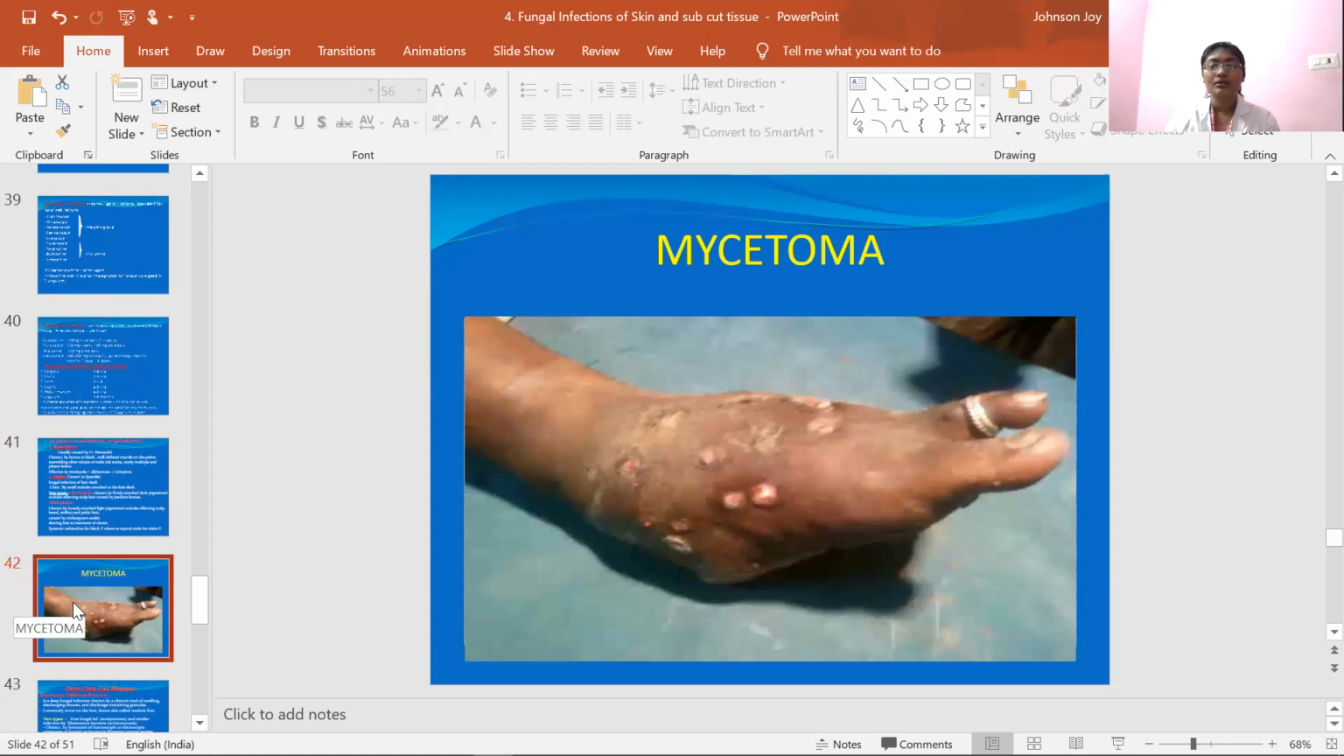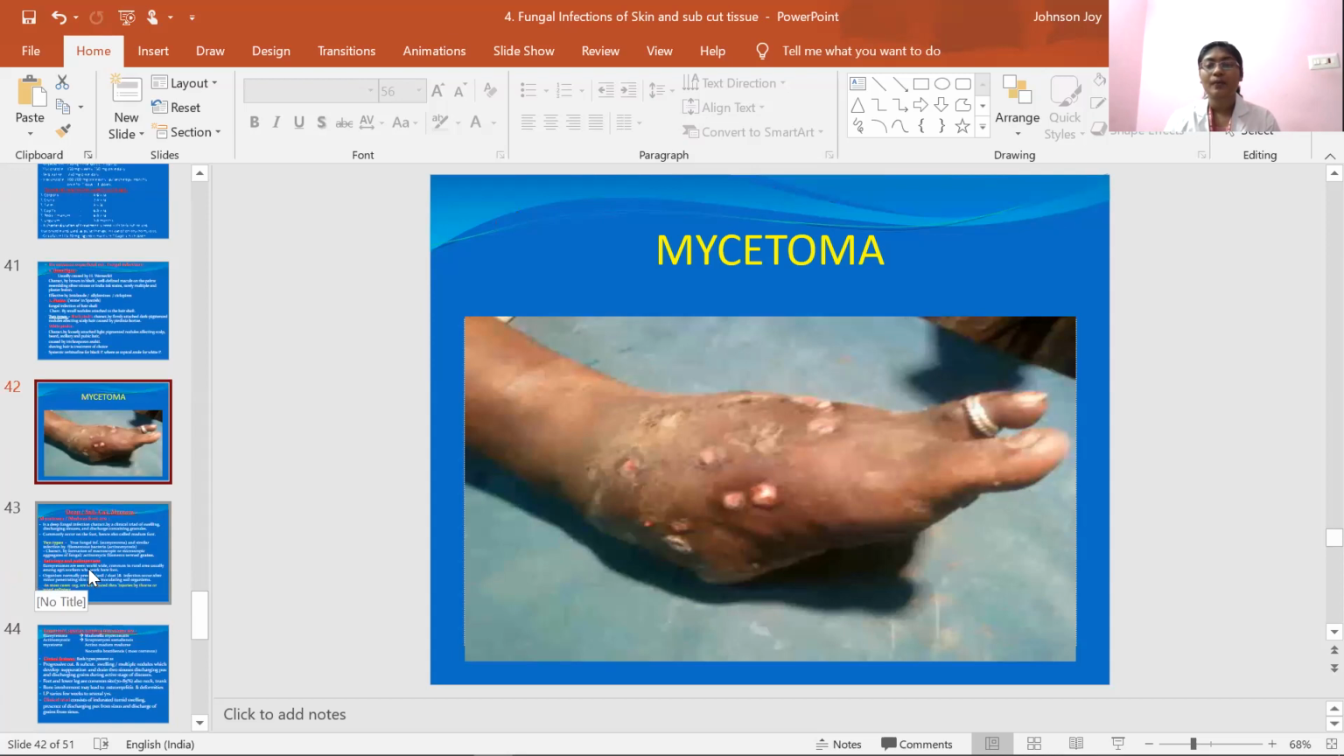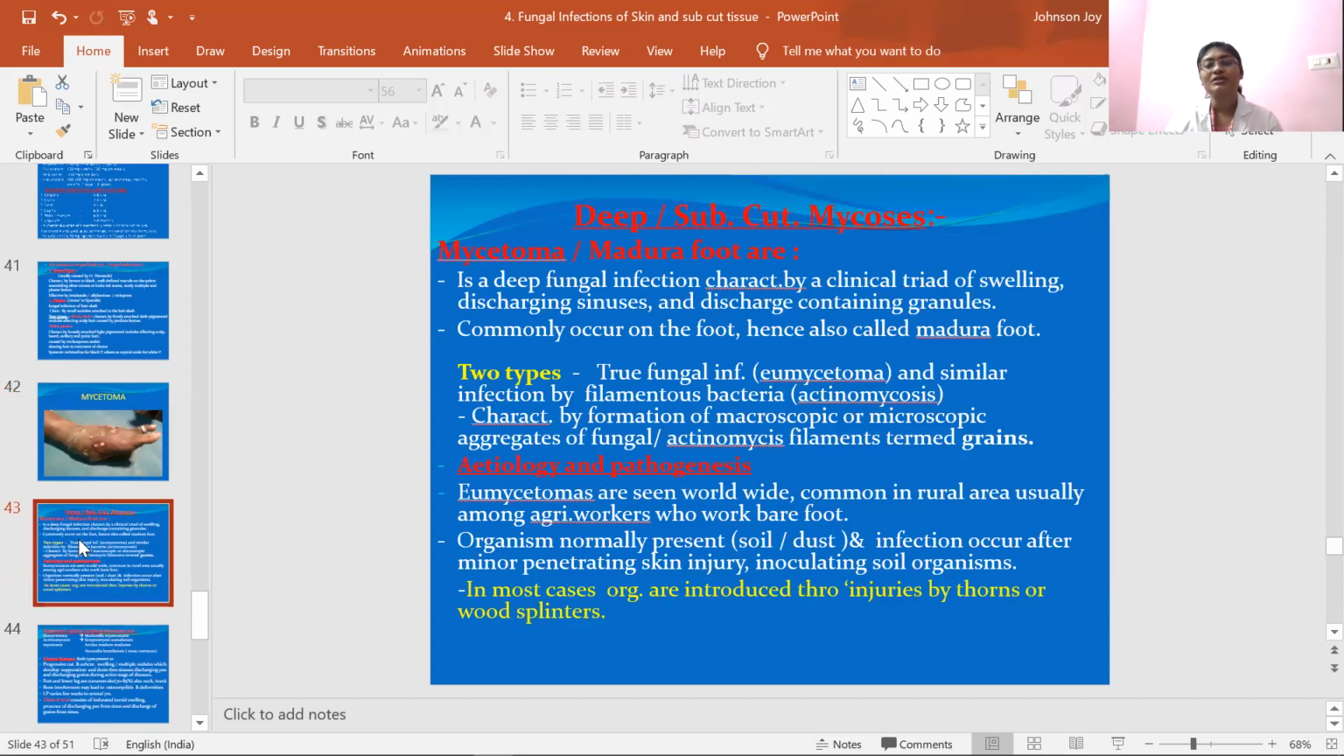And this is the picture of mycetoma. It's again a fungal infection. Deep or subcutaneous mycosis, mycetoma or Madura foot. It is a deep fungal infection characterized by the clinical triad of swelling, discharging sinuses, and discharge containing granules. Commonly occurs on the foot, hence called Madura foot. There are two types, true fungal infection or eumycetoma, and a similar infection by a filamentous bacteria called actinomycetoma.